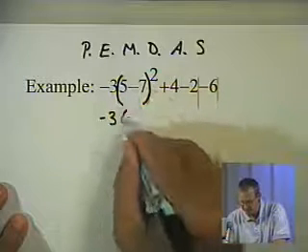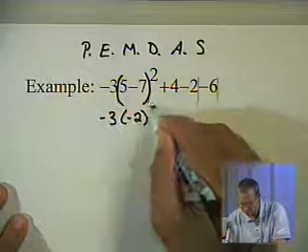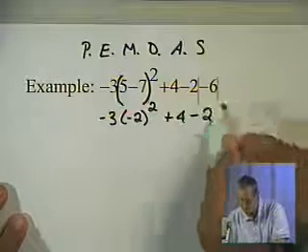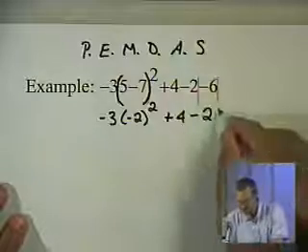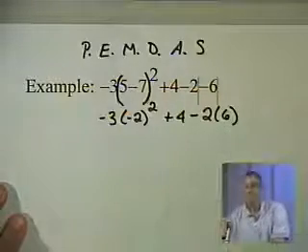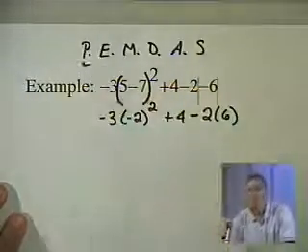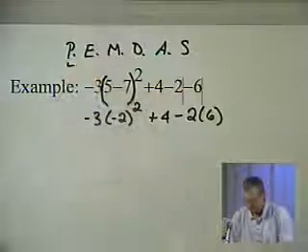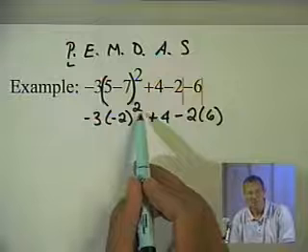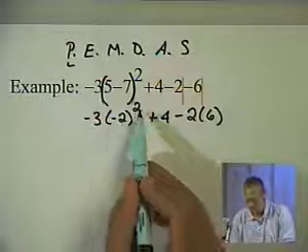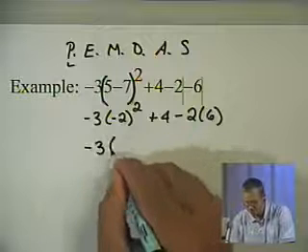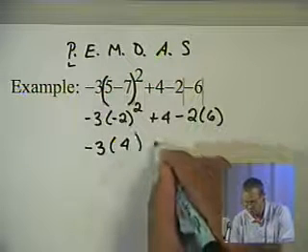5 minus 7 is -2, squared plus 4 minus 2. And the absolute value of -6 is 6. So we've done the parentheses portion. Now I look for exponents. There's one exponent right there. So -2 squared is 4. So I'll simplify that, and I'll just rewrite everything else.